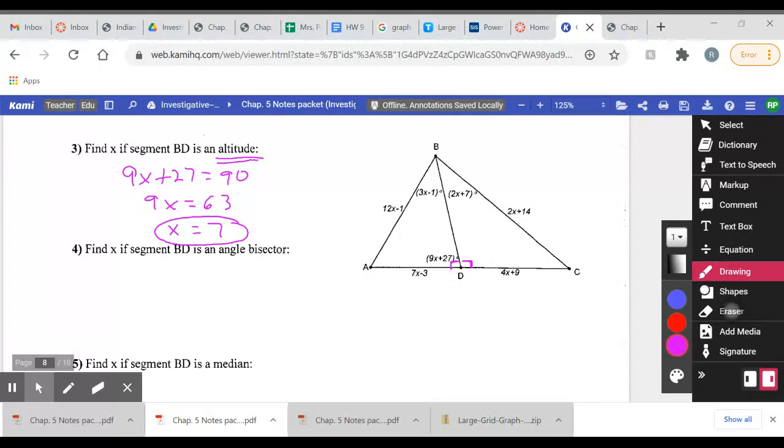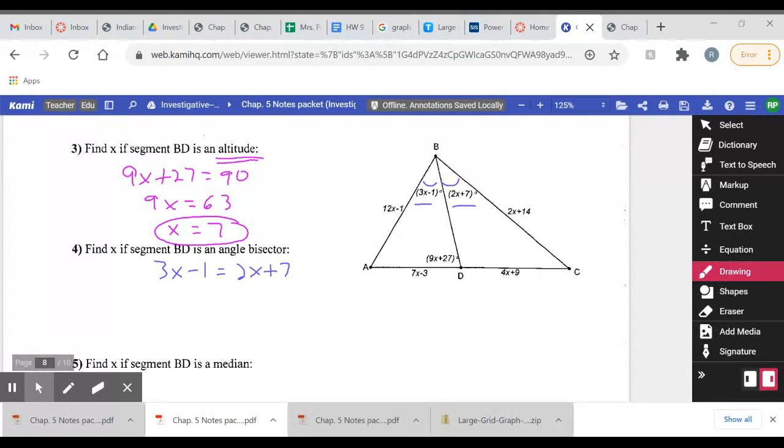So now I'm going to erase what I marked on the picture because that may not apply to the next question. So in the next question, it says, find x if segment BD is an angle bisector. So BD being an angle bisector, I know BD would be a knife cutting angle ABC in half. So I know these two angles would be congruent. So therefore, I can set these two expressions equal to each other.